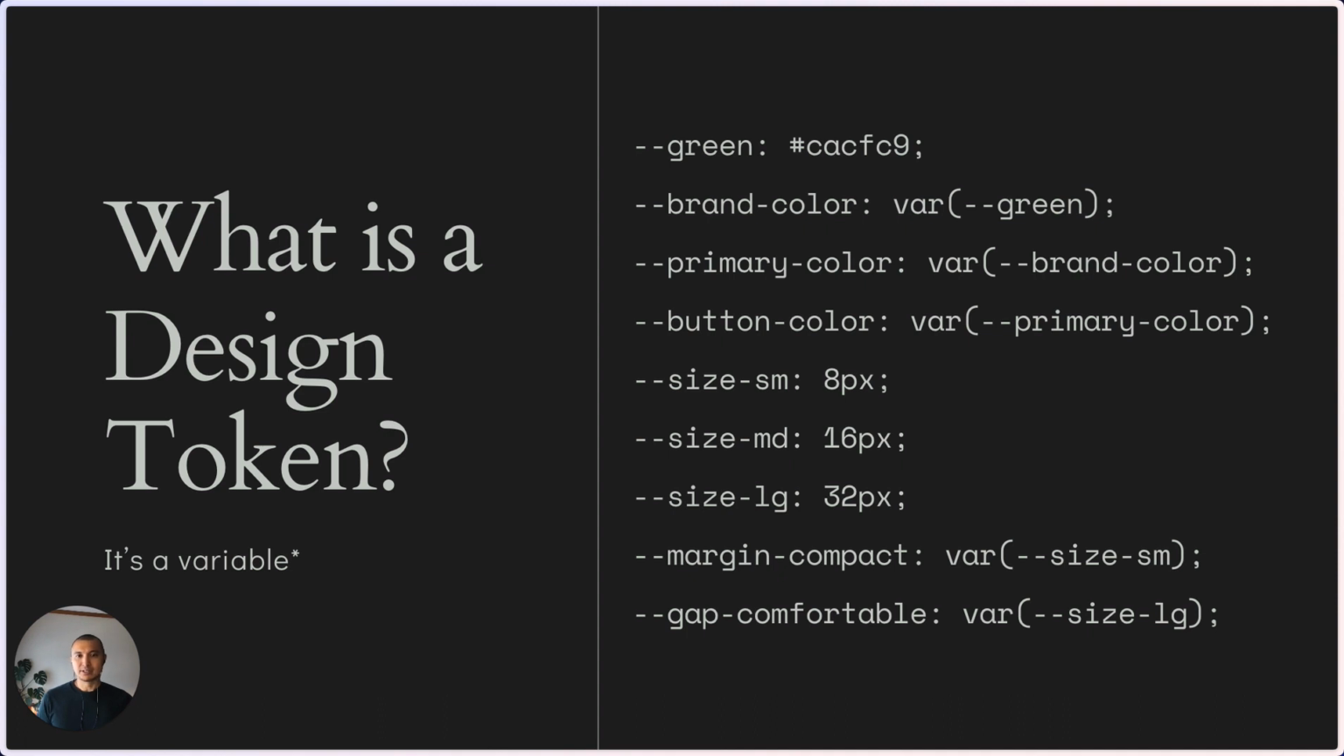Another example, define your spacing. Remember in Gmail, when you can define your layout to be comfortable or compact, design tokens are applying the appropriate spacing decisions to allow that to happen across the product.